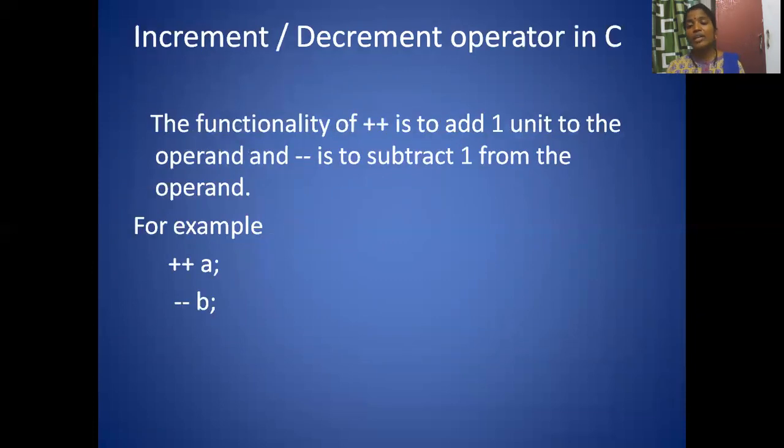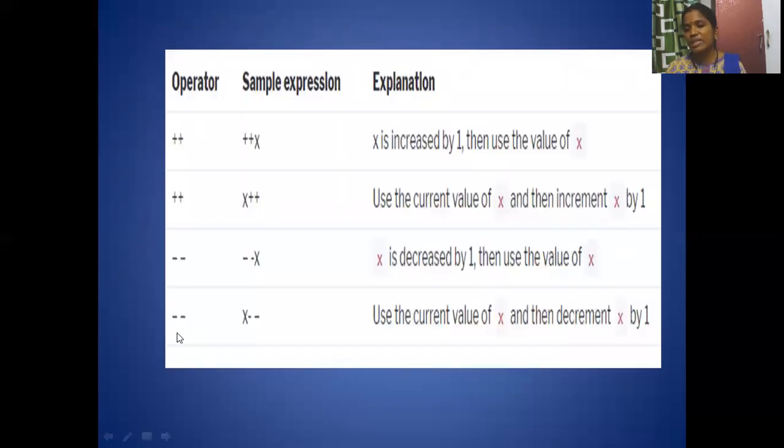Next operator, increment and decrement operator. Instead of +1 or -1, we write ++ or --. That means a++ is a+1 and a-- means a-1. So the functionality of ++ is to add 1 to the operand, and -- is to subtract 1 from the operand. For example, ++a is called pre-increment: first increment, then do the work. Similarly --a is pre-decrement.